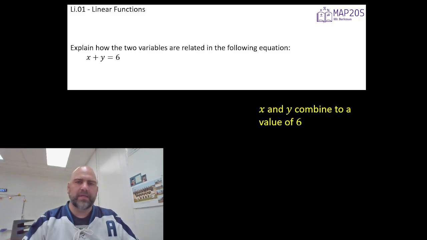Now, while you're thinking about that, there's probably some examples you can think of that work, right? Like 1 and 5, or 2 and 4, or 3 and 3. These are all values of x and y that we could have, and as long as they both add to get 6, that's all we're looking for.